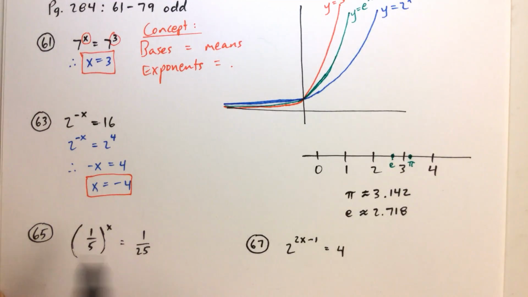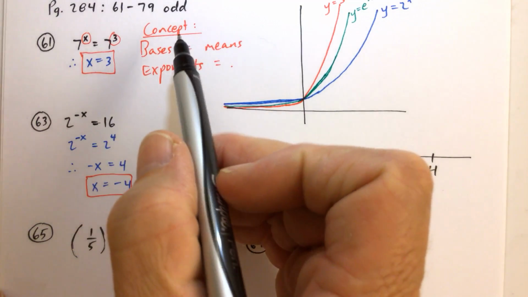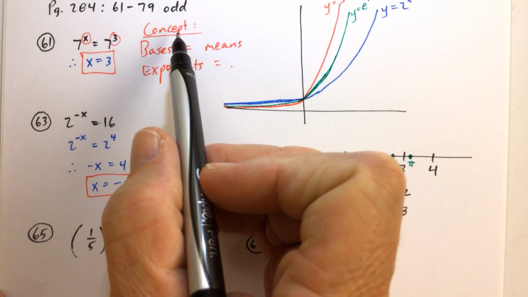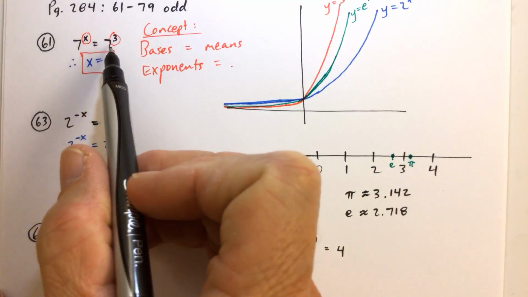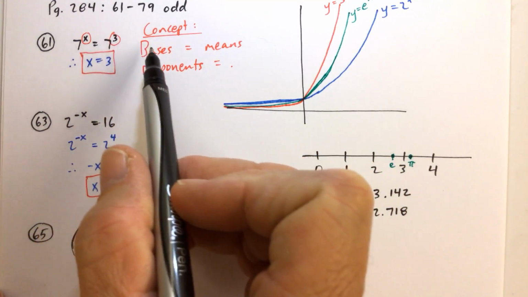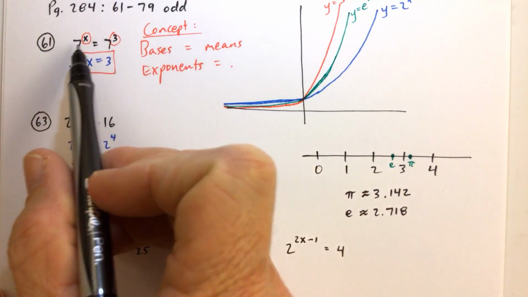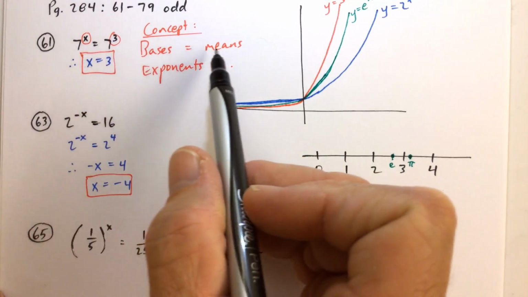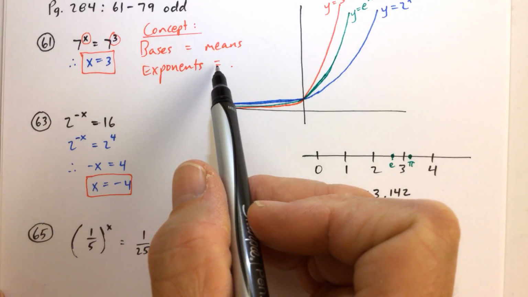Before we do problems 65 and 67, I wanted to review the concept that we talked about in the last video. When solving an exponential equation, when the bases are equal on each side of the equal sign, then that means that the exponents must also be equal.